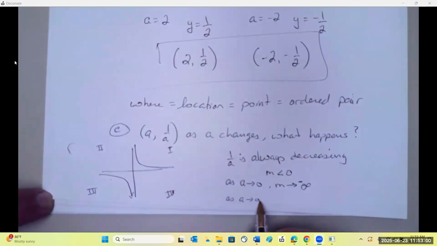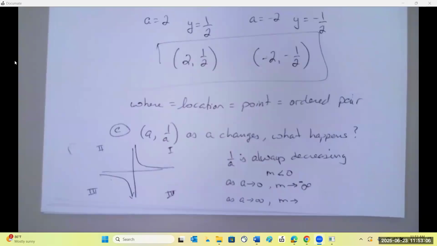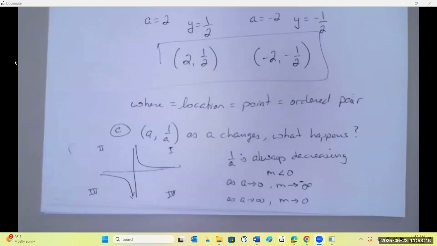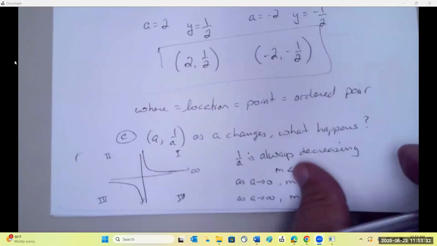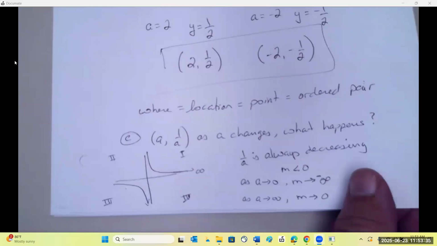As A goes to infinity, the slope goes to 0. Because as it goes this way, the slope becomes more and more dampened and becomes very close to a horizontal line. So that's what happens. As A goes to infinity, it becomes more horizontal. So far, so good?